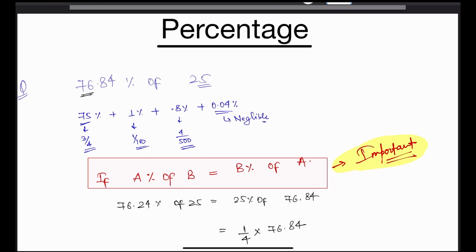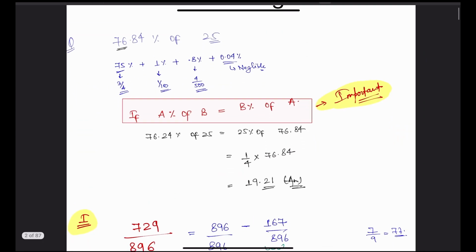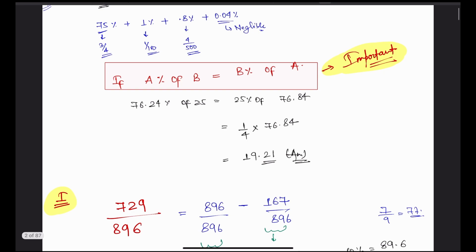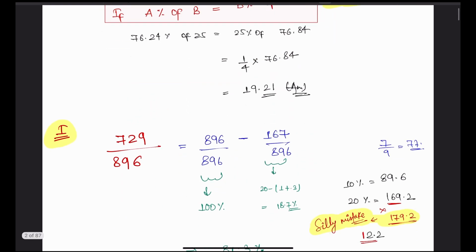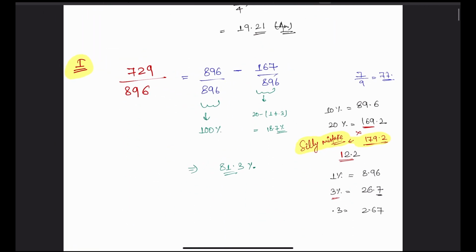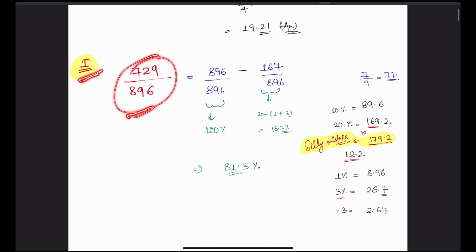So let's just start with a little bit of revision, or just recap whatever we have completed as of now. Percentage: we started with a% of b or b% of a. This is the same, it doesn't matter what is written, either we can take this much percent of 25 or 25% of this much, both will give us the same answer, that is 19.21. First step was fraction upon fraction, which we have done.